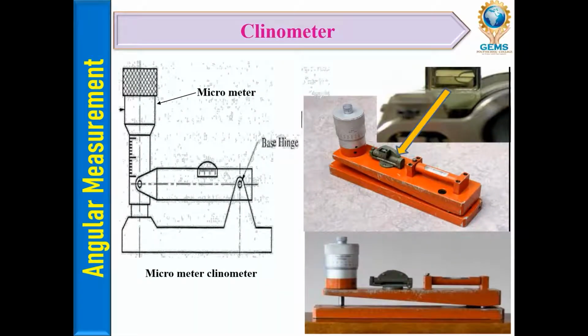So these are the micrometer clinometers, right? Here we will see it is a micrometer. If you see this picture, this is the spirit level. The gist is that the micrometer will give an inclination, and based on that we can find out how much it is, right? This is one type of clinometer. We call it a micrometer clinometer, along with the micrometer.